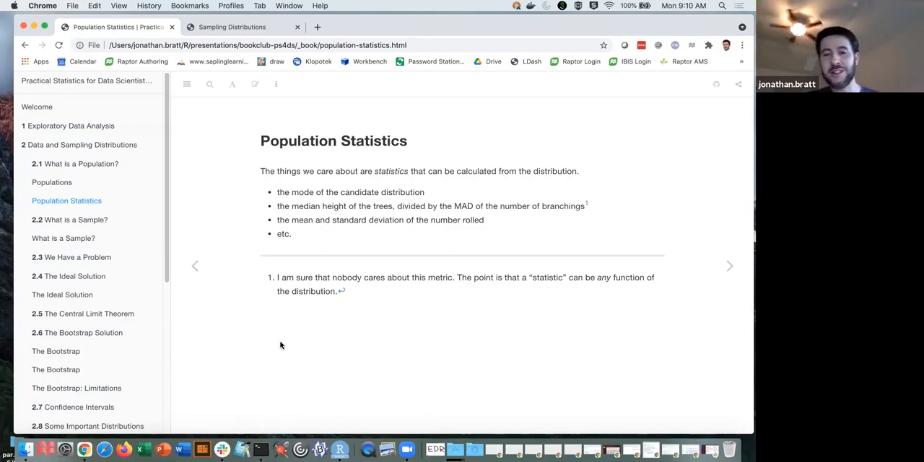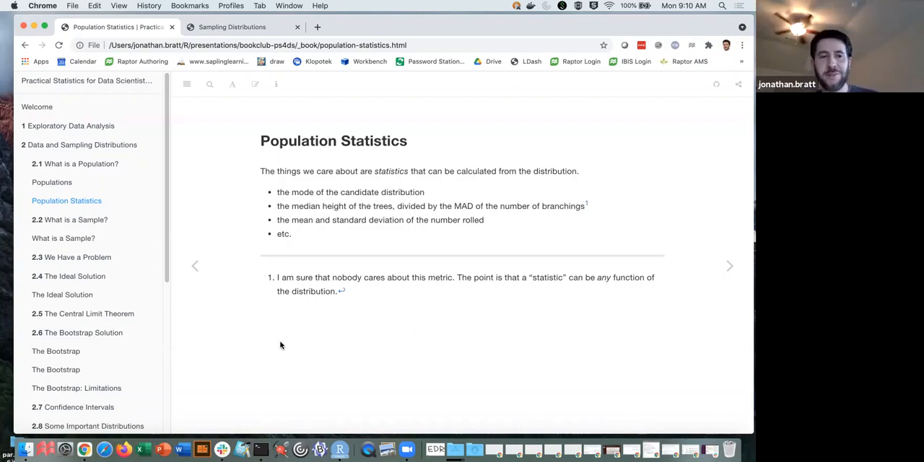I'll give a crazy example. Maybe I want to know for this forest, what's the median height of all the trees divided by the MAD of the number of branches? That's a statistic. I'm pretty sure it's not useful to know, and it'd be crazy and badly behaved if you tried to calculate it. But a statistic is something we want to know about the population that we calculate from the distribution.